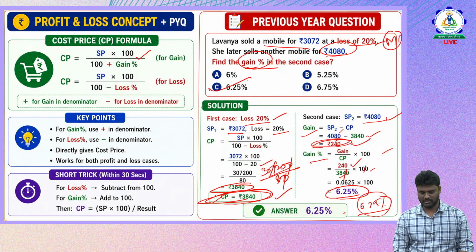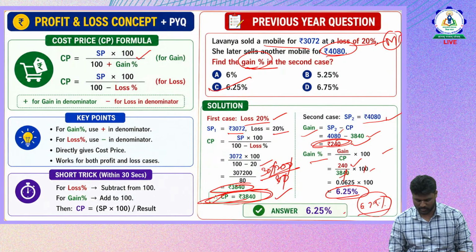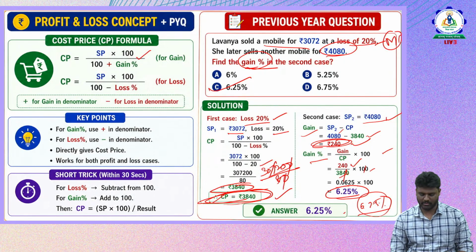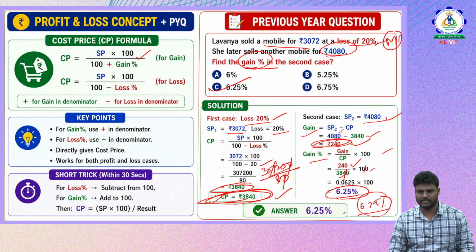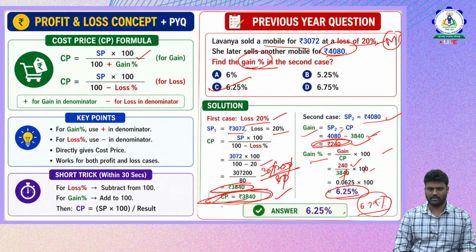So now let us recall what we have done here. Here there are two mobiles. Lavanya sold mobile one for a certain amount and got a loss, and when she sold the second mobile, she got a gain. We don't know the cost price, therefore we need to identify the cost price first, then identify the gain, and then see the gain percentage.